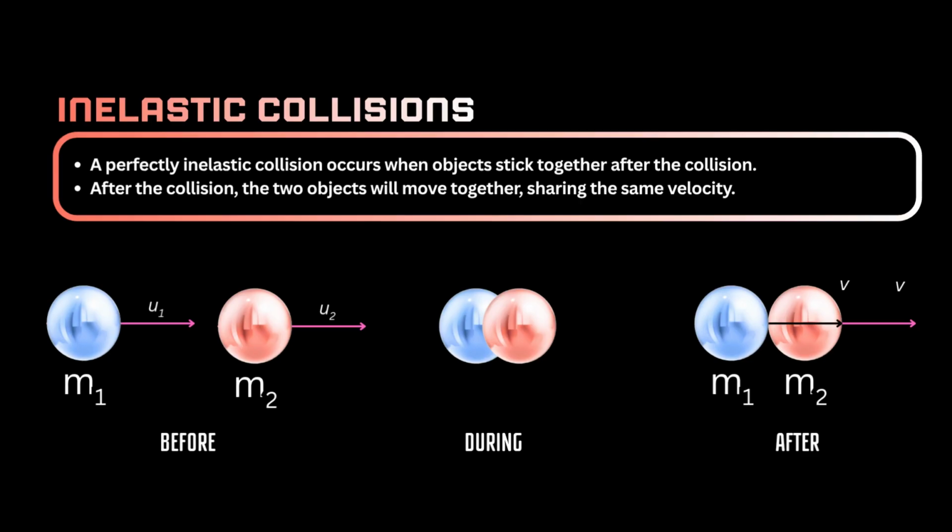Visualize this with the diagram on the slide. Before the collision, each object has its velocity. After, they share a common velocity. This change signifies the transfer of momentum and transformation of energy. Understanding these principles is key as we'll explore a practical example involving billiard balls.